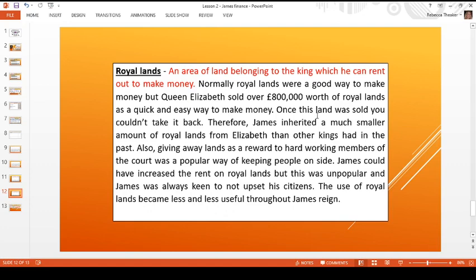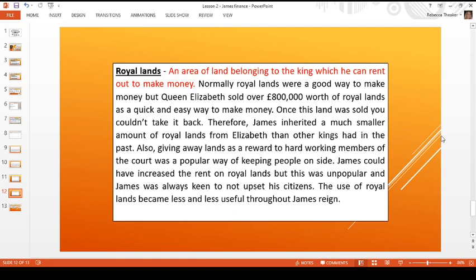But the problem is Elizabeth needed cash quick, especially when she was at war with Spain. So she sold a lot of the crown lands, and then that meant that when she died, James inherited a much smaller amount of royal lands from Elizabeth than other kings had in the past. So he's already got off to a bad start, and that's not his fault. He can't control that. It was Elizabeth that sold that.